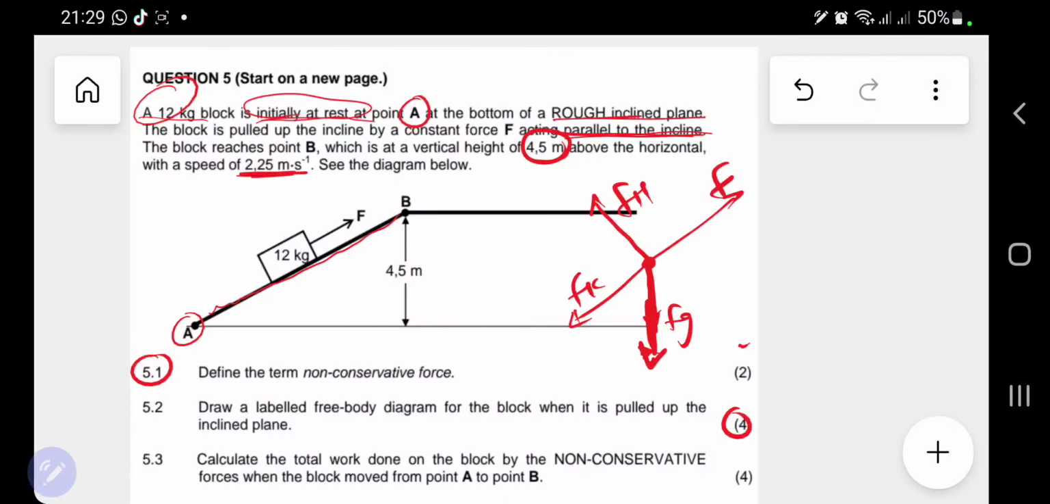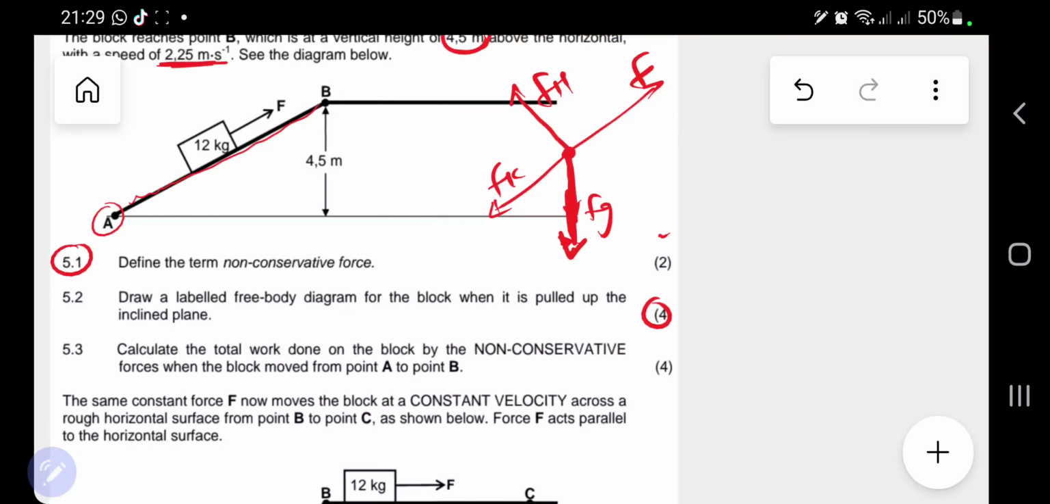All right, so let's go to the next question. That is going to be question 5.3. 5.3 says calculate the total work done on the object by the non-conservative forces when the block moved from point A to point B. The word total work done basically speaks about the net work done. It's basically the same thing.